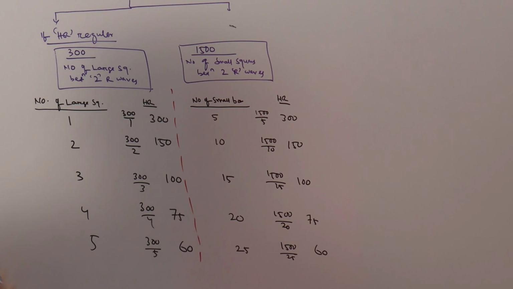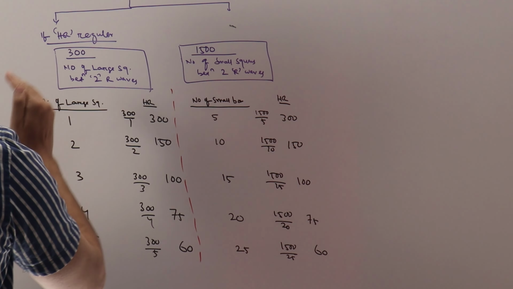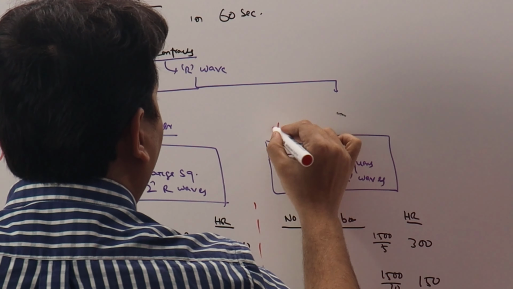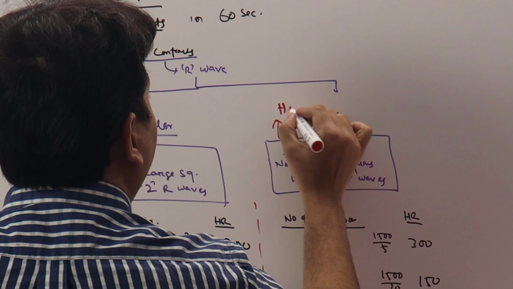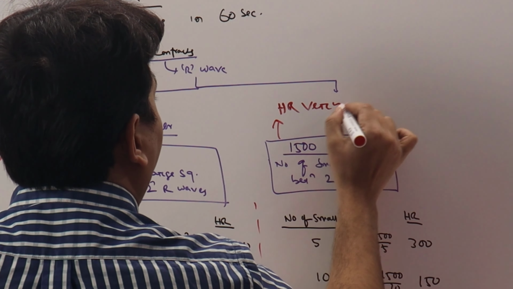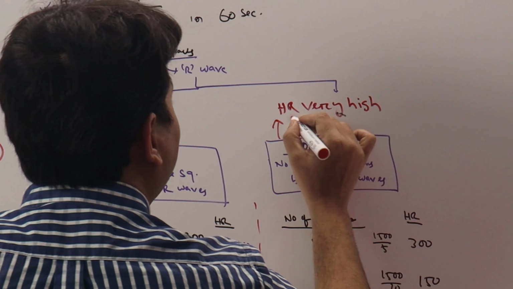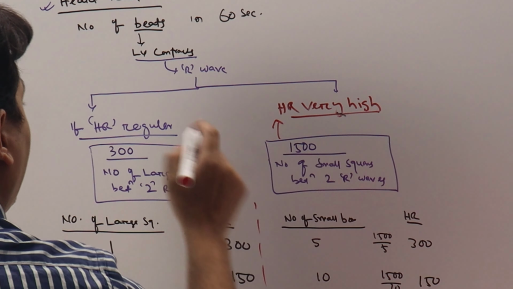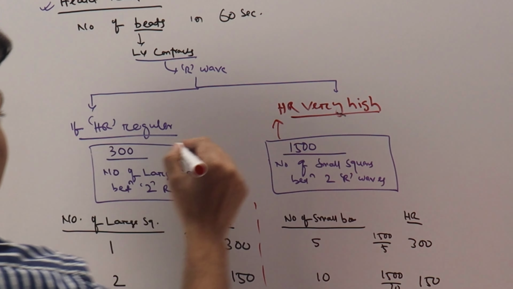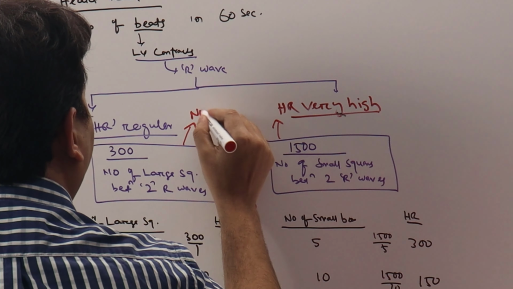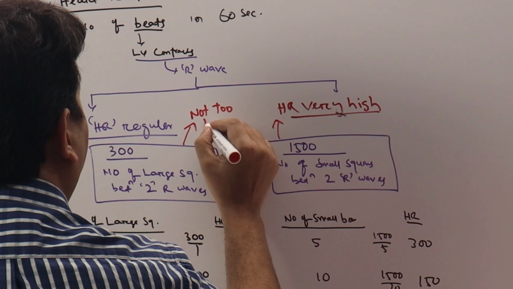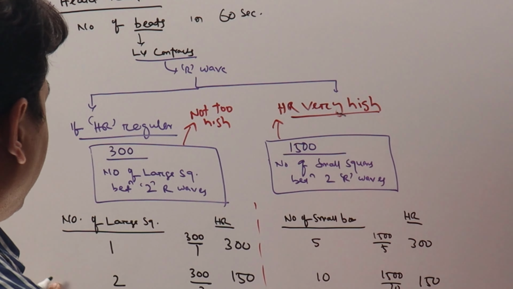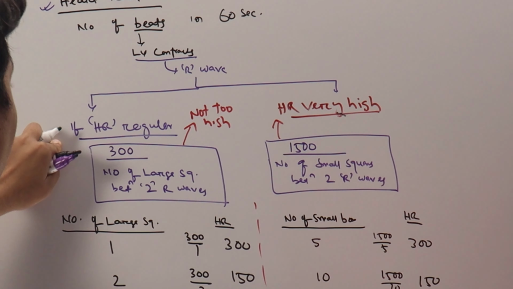But when to use the small box formula, and when to use the large box formula? This is very, very important. Use the small box formula when heart rate is very high, because in that situation it will be very easy to calculate the small boxes between two R intervals. And when heart rate is regular and not too high, in that situation you can use the large box formula.